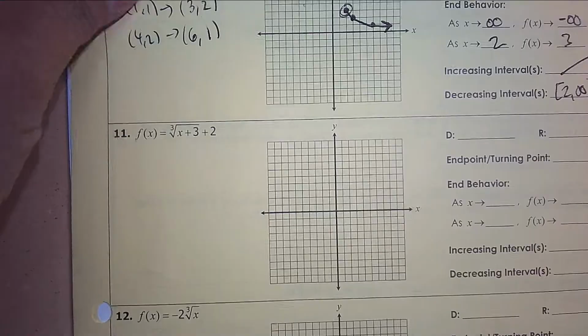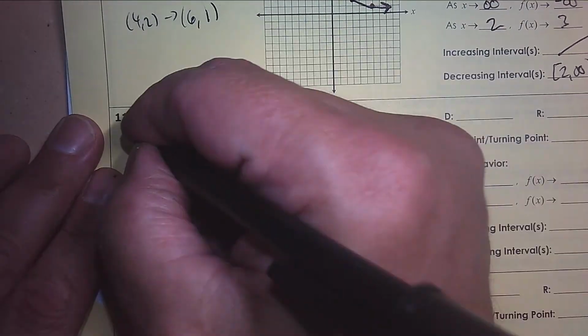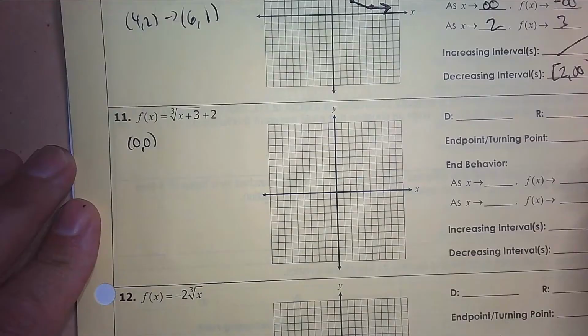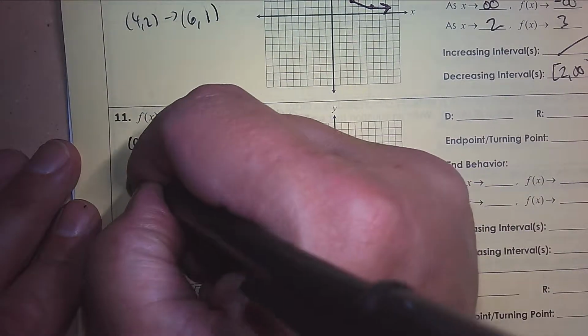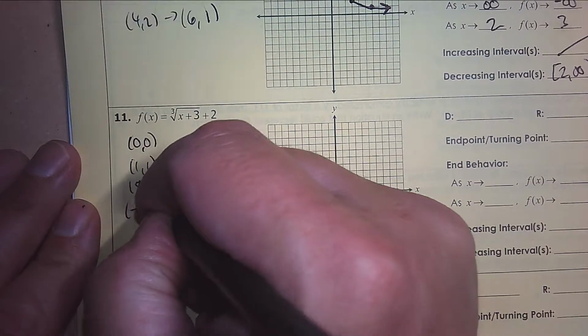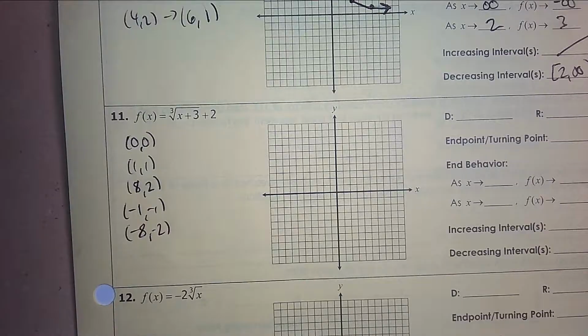Cube root. So these are the cube root parent points we're going to use. Do you remember 0, 0? You remember 1, 1, but we're going to add another one, which is 8 and 2. We also need -1, and there are 2 extra parent points to get the curve, because there's more to it.